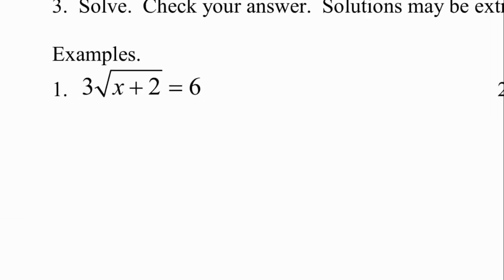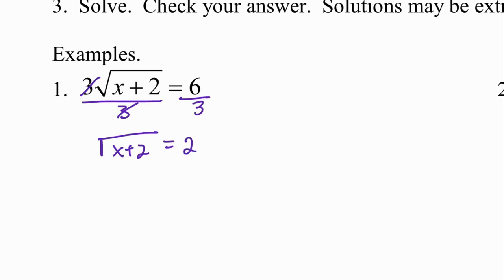So the first thing we want to do is we want to get the radical alone, which means I need to get rid of this 3 out front. So I'm going to need to go ahead and divide both sides by 3. So I'll get the square root of x plus 2, because this 3 and this 3 will cancel, equals 6 divided by 3, which is 2.